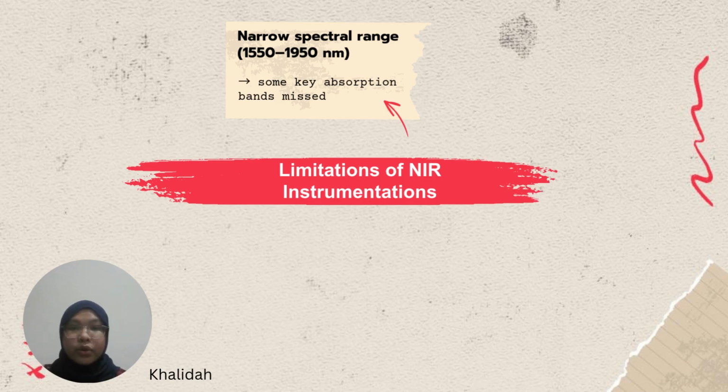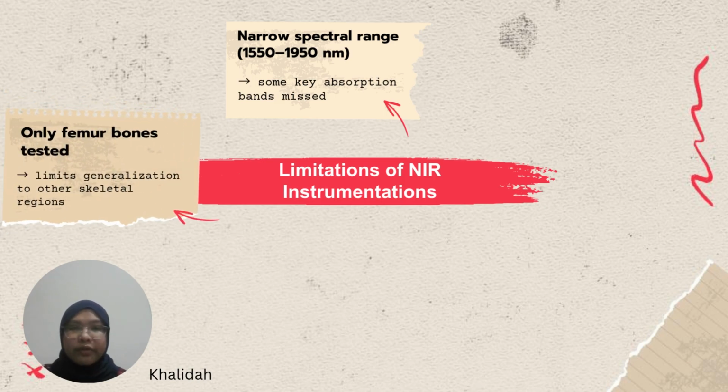The study also used only femoral diaphysis samples, which are very dense and highly mineralized. Other bones, such as ribs, skulls, and vertebrae, have different structures and porosity, which may produce different spectral patterns. Because of this, the model cannot yet be assumed to work for the whole skeleton.